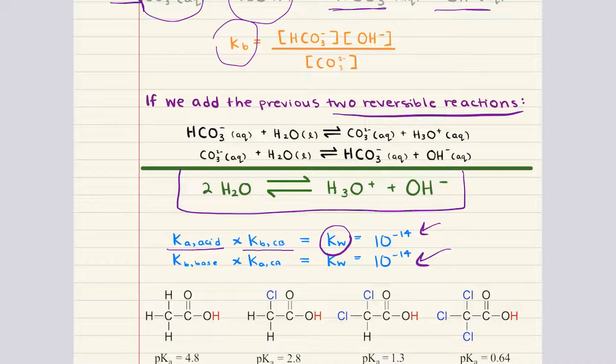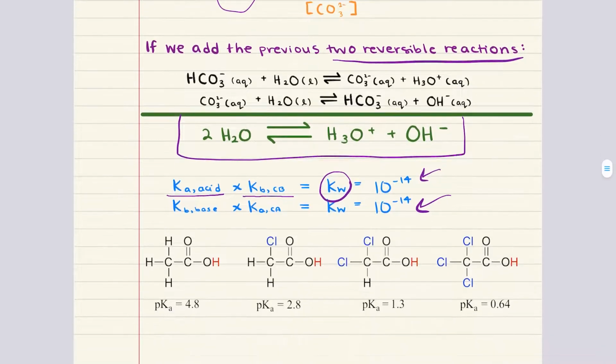And this relationship demonstrates that the strength of conjugate acids and bases are inversely related. If one is strong, the other is weak. So that means if you have a large Ka or Kb, you're going to have a small Kb or Ka respectively. Now, one important theme for acid strength is the effect of induction.